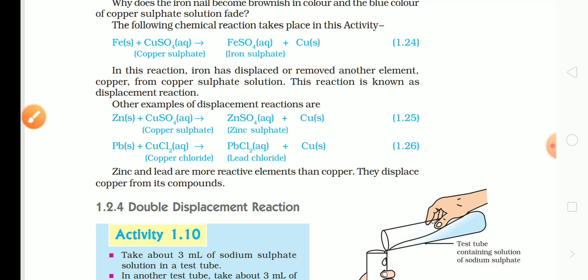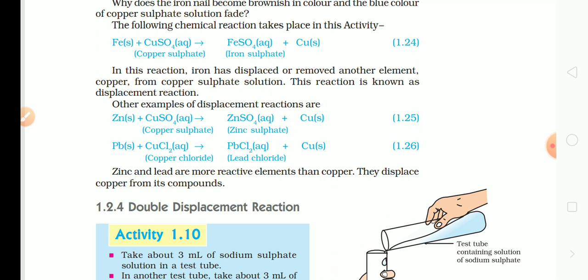So whenever there is a reaction between a highly reactive metal and a low reactive metal salt, the highly reactive metal can displace a low reactive or moderately reactive metal from its salt. It is called a displacement reaction. A highly reactive metal can displace the other metal from its salt. I hope you got it. If you're having any doubt, just mention it in the comment box.